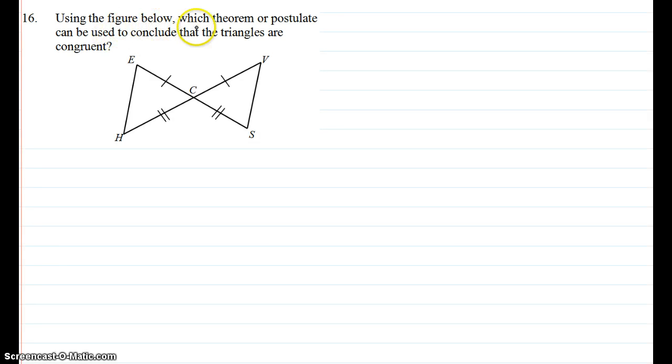Using the figure below, which theorem or postulate can be used to conclude that the triangles are congruent? So the three that we use were side, side, side, side, angle, side, and angle, side, angle. So you can see in the picture we have this side congruent to this side, and we have this side congruent to this side.